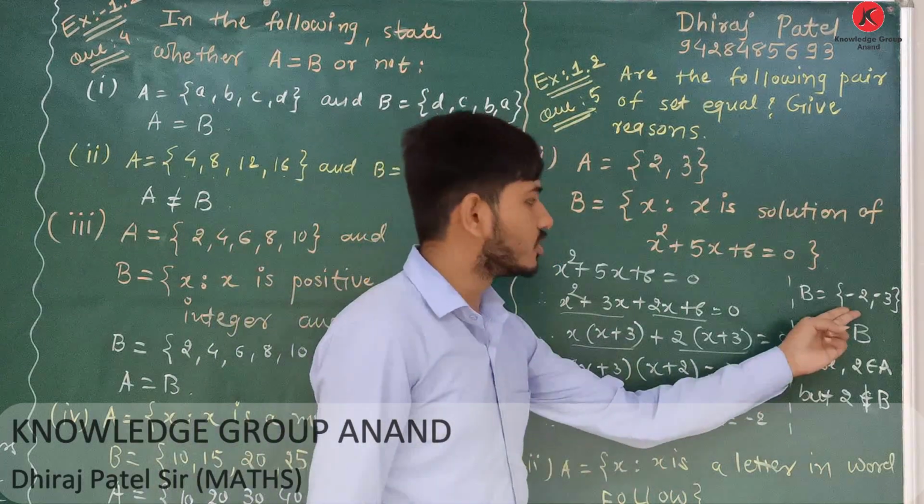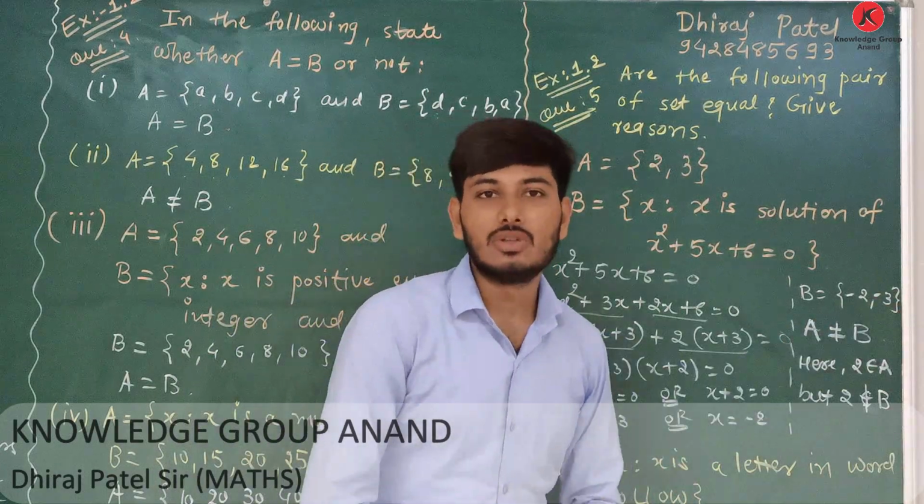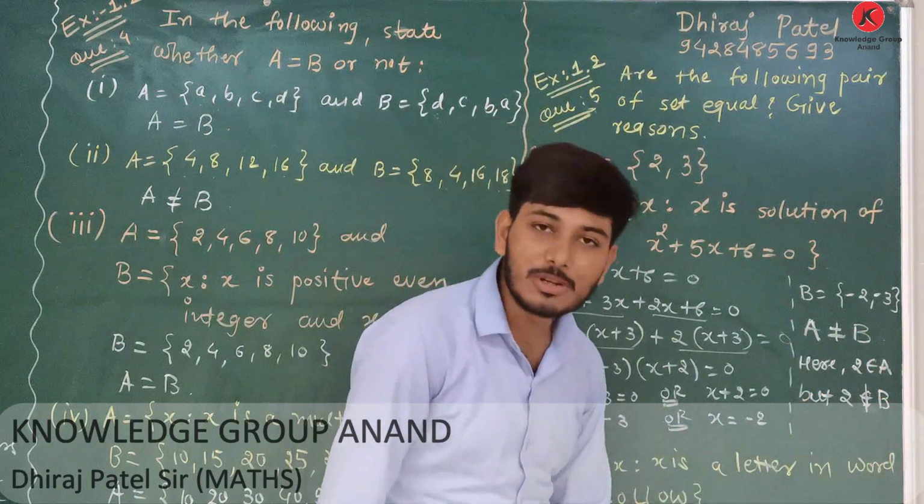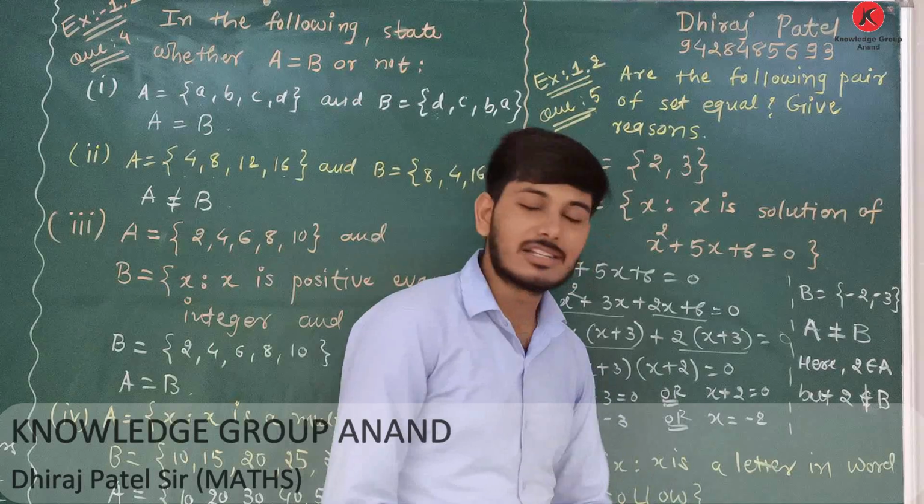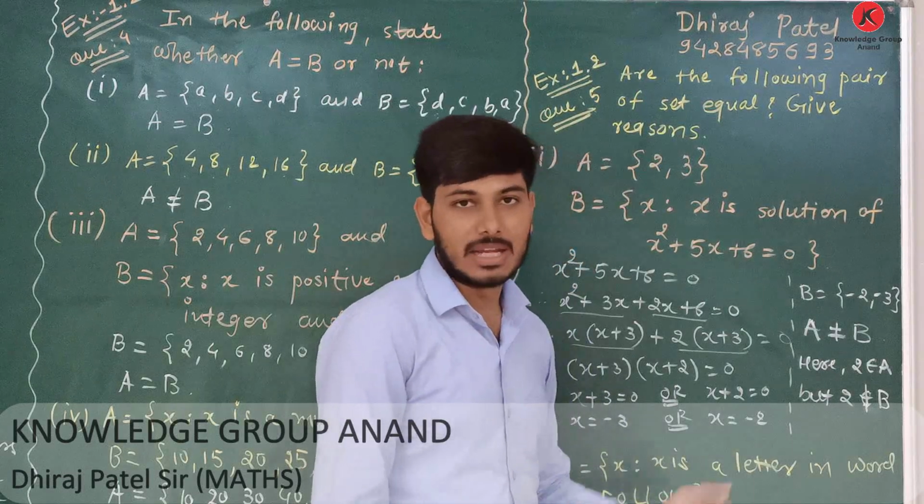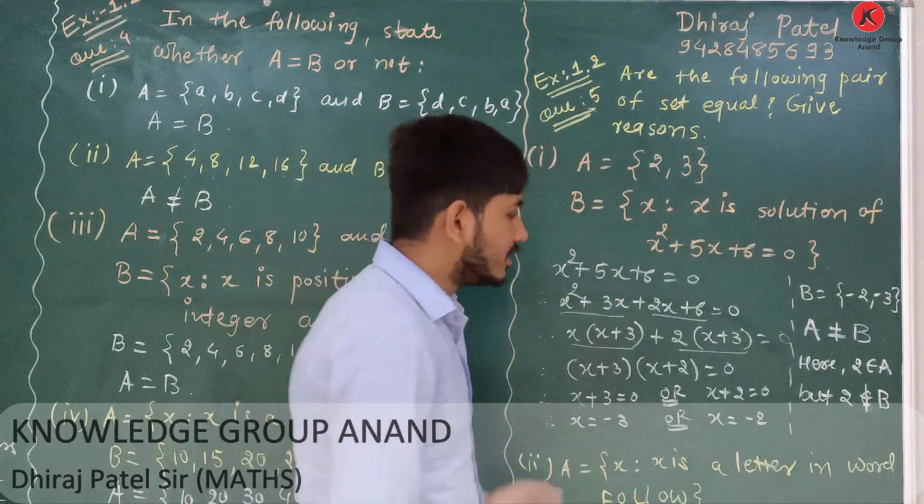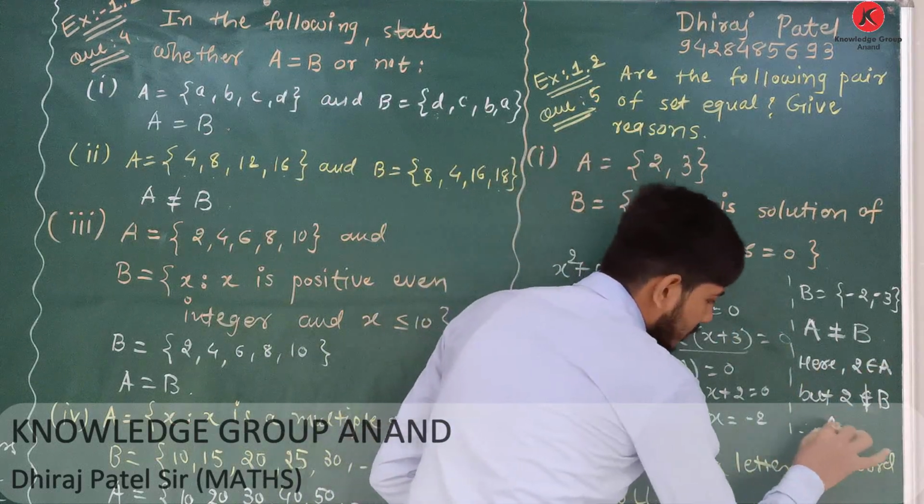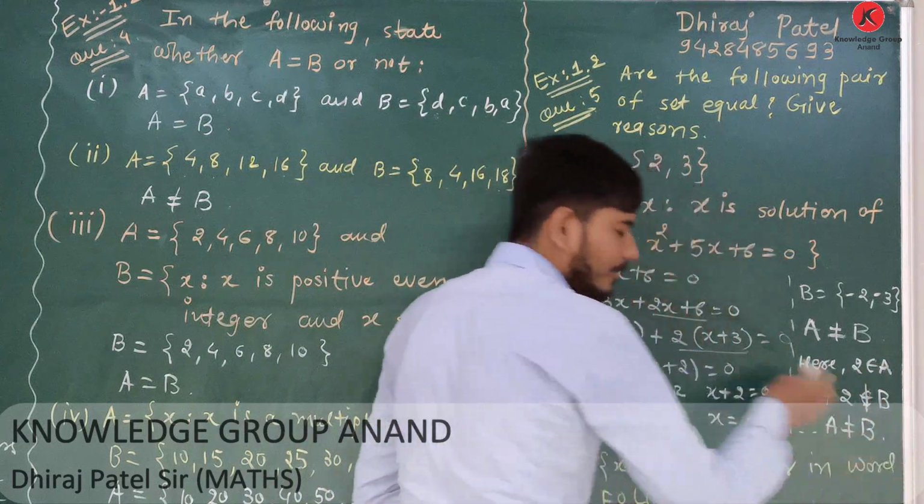You can also use minus 2 and minus 3. You can write minus 2 belongs to B, but minus 2 does not belong to A. You can also write minus 3 belongs to B, but minus 3 does not belong to A. Therefore, A does not equal B. Okay, this is the reason.